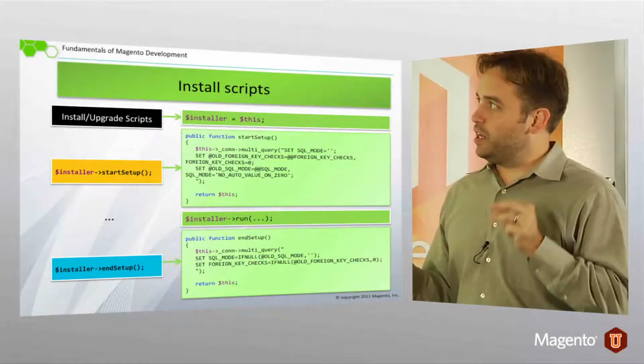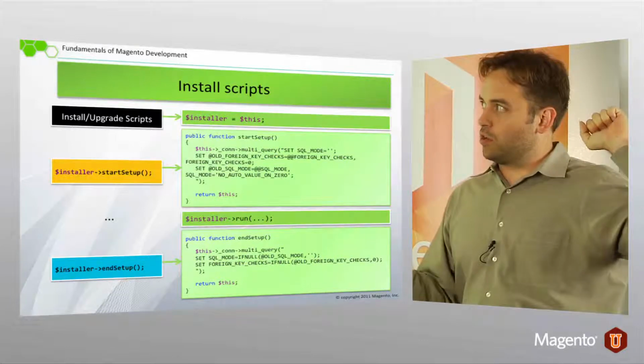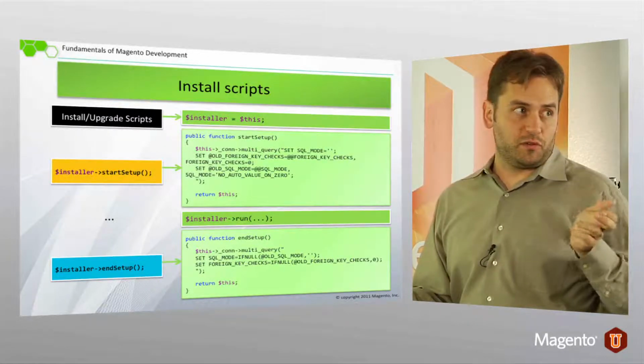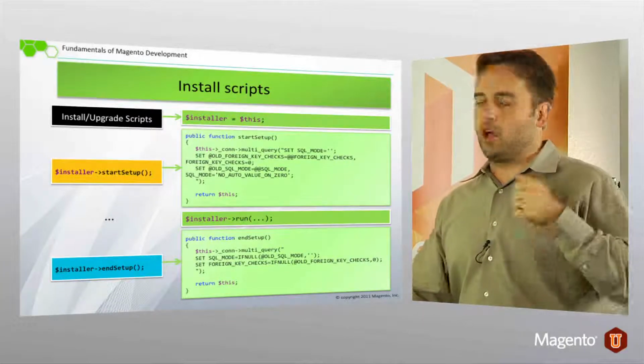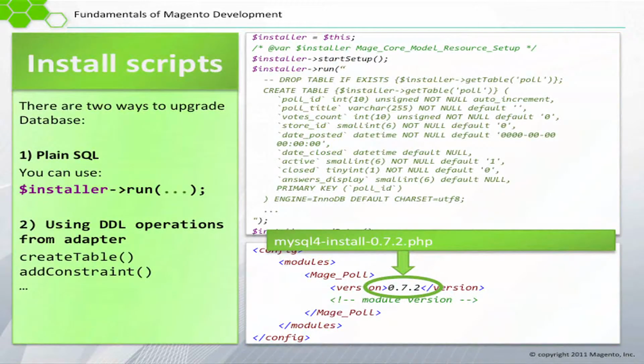There are three things you need in your install script. You need installer start setup, installer run, which is where we actually run our SQL, and then installer end setup. So that's the takeaway from this slide. That's the structure you'll have inside your install and upgrade scripts. And the cool thing is, it's basically the same whether you're using a simple entity or an EAV entity.